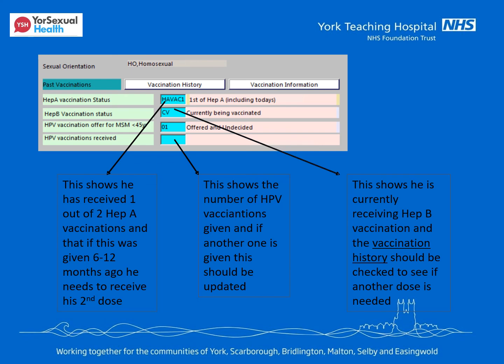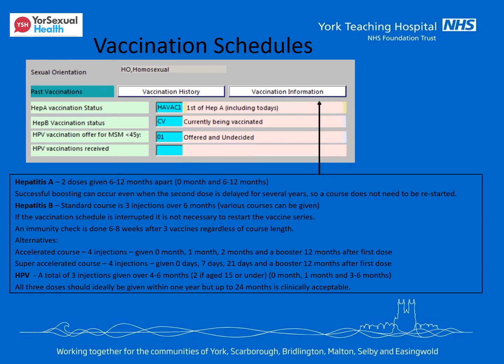And it may be that they've been offered and are undecided. So you'd want to check with them whether they have now made a decision, give them more information about the benefits of HPV vaccination. And if they decide they will have it, you can change this and give them the first dose, which you would enter here. So I've now updated the vaccination information. So by clicking on this box here, you get this information brought up.